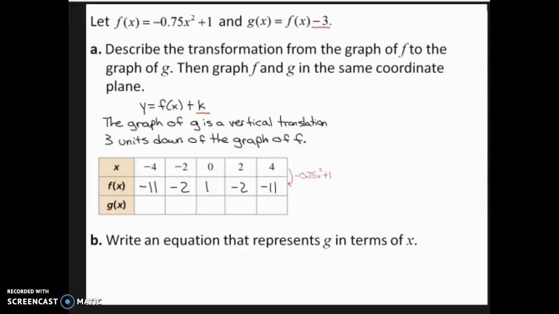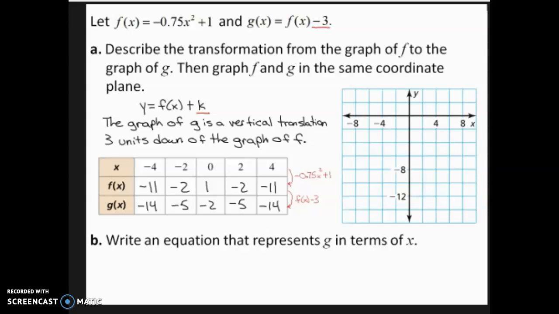To find the values of g of x, evaluate the expression f of x minus 3 for different values of f of x. When f of x equals negative 11, g of x equals negative 14. When f of x equals negative 2, g of x equals negative 5. When f of x equals 1, g of x equals negative 2. When f of x equals negative 2, g of x equals negative 5. And when f of x equals negative 11, g of x equals negative 14.